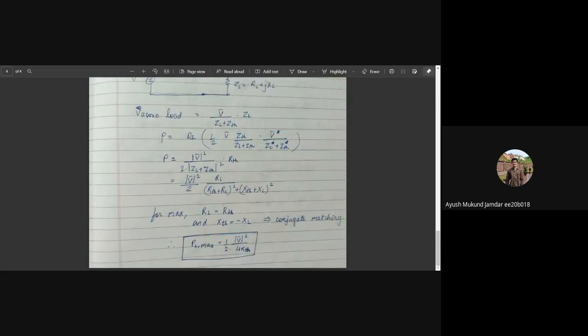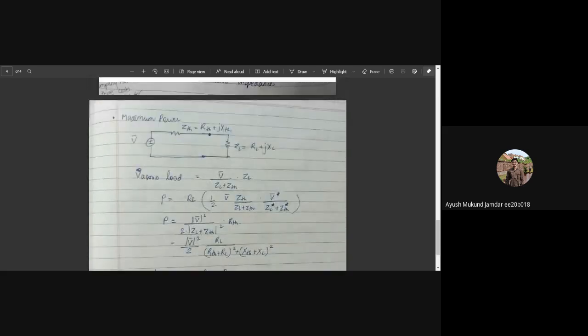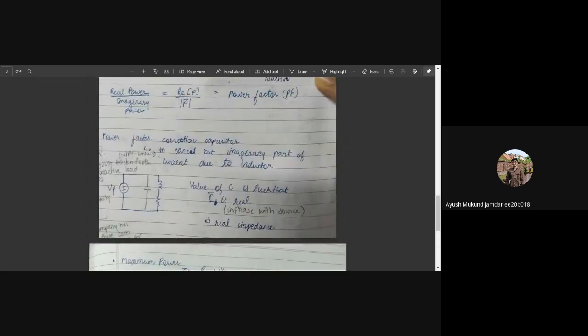So this concludes the power analysis. Some small topics left, that is something about mutual inductors and three-phase systems.